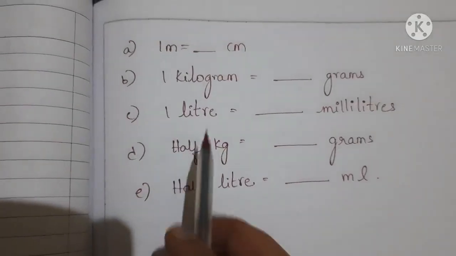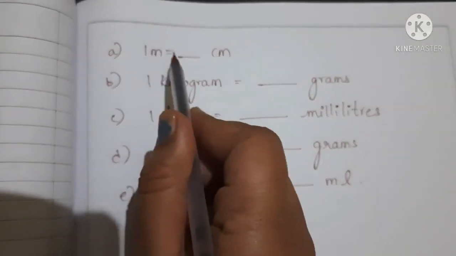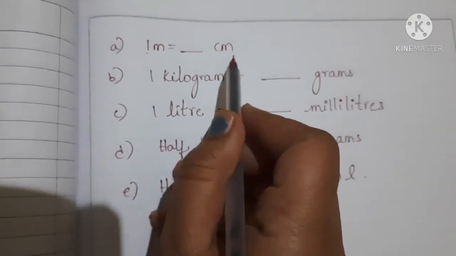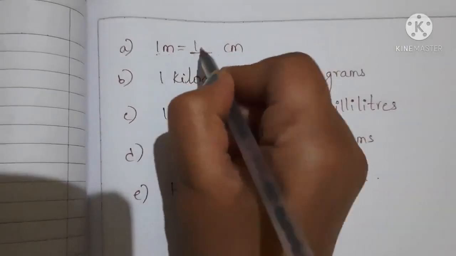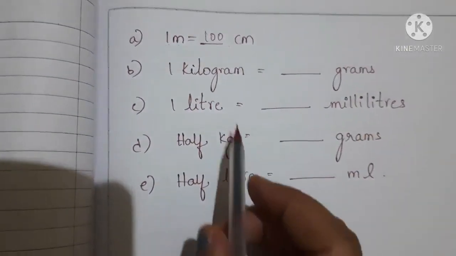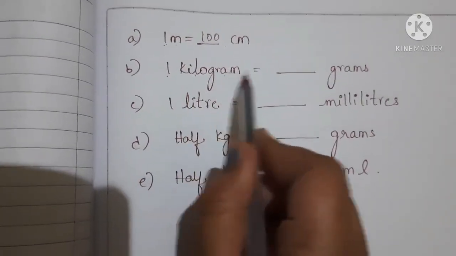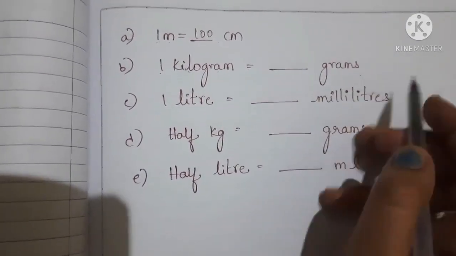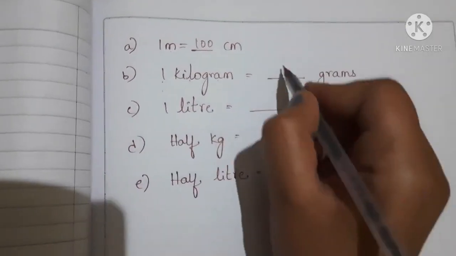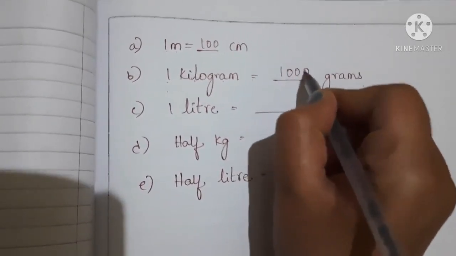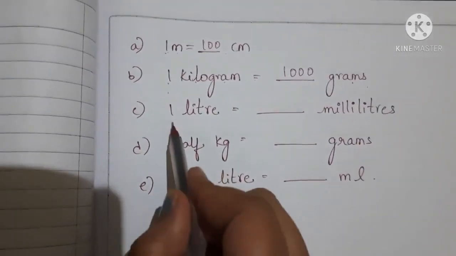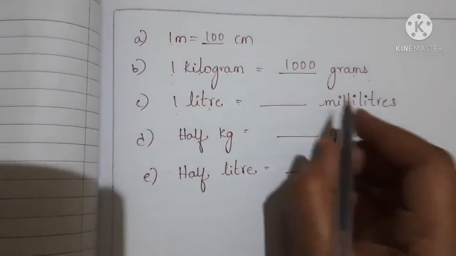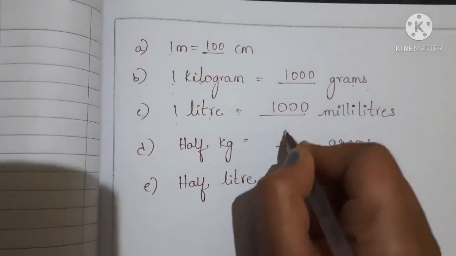Let us revise some questions. 1 meter is equal to how many centimeters? 1 meter is equal to 100 centimeters. Right. 1 kilogram is equal to how many grams? 1 kilogram is equal to 1000 grams. Right. 1 liter is equal to 1000 milliliters.